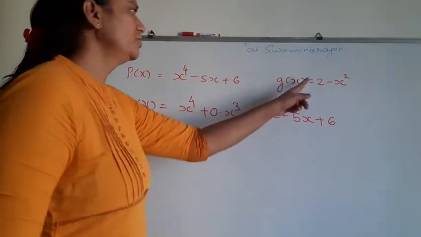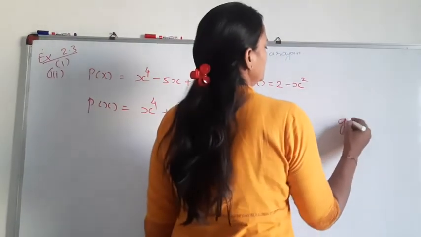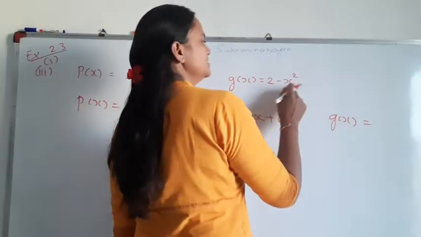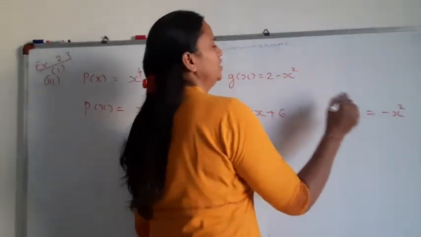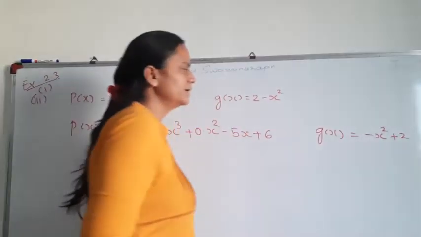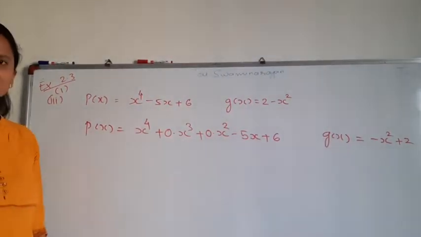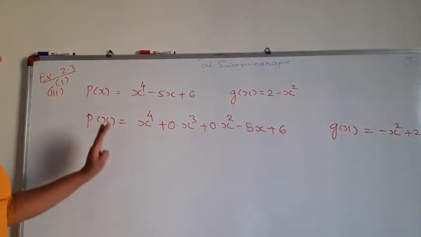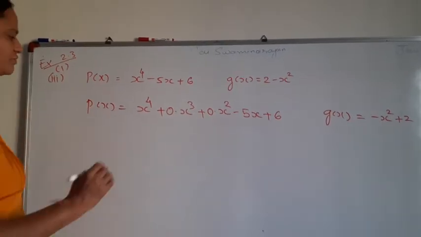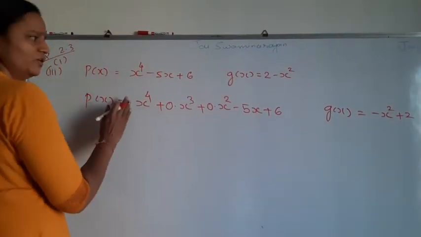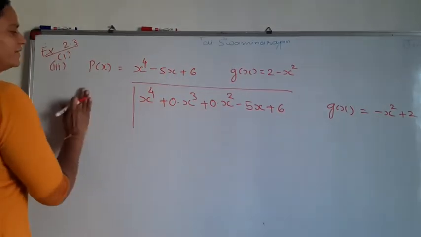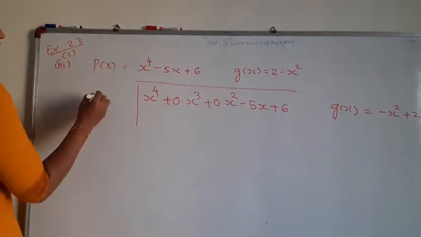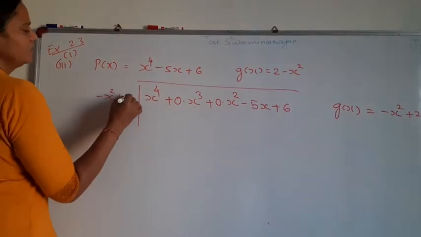Okay. Now g of x. So first we will write the highest degree term, that is minus x square, and 2. So the sign of 2 is plus. So g of x equals minus x square plus 2. So let us divide p of x by g of x. So I am writing p of x. So p of x is already there. So let us divide this p of x by g of x, that is minus x square plus 2.